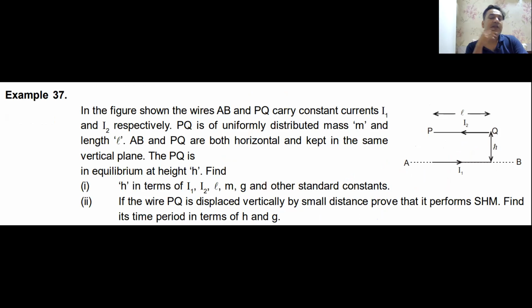In the figure shown, AB and PQ are wires carrying currents I1 and I2. AB is an infinite wire. PQ is a small wire of length L, mass M, uniformly distributed. They are both horizontal, kept in the vertical plane, so weight is acting downwards. PQ is in equilibrium at a height h. Find height h in terms of the given quantities. If PQ is displaced vertically by a small distance, prove that it performs SHM. Find the time period in terms of h and g.